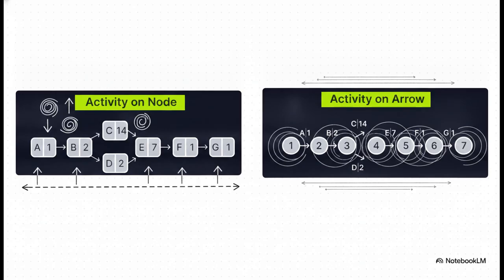But the right diagram, the activity on arrow format, uses the actual arrows to represent the activities. The length of those arrows is drawn to scale to represent duration, while the nodes are really just connection points. For the math we're about to do, we're going to focus strictly on the node-based logic.